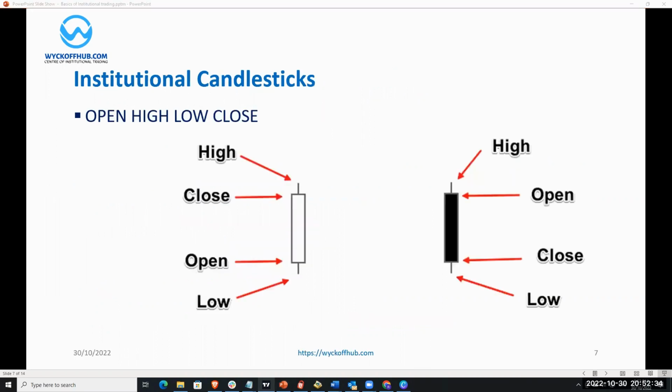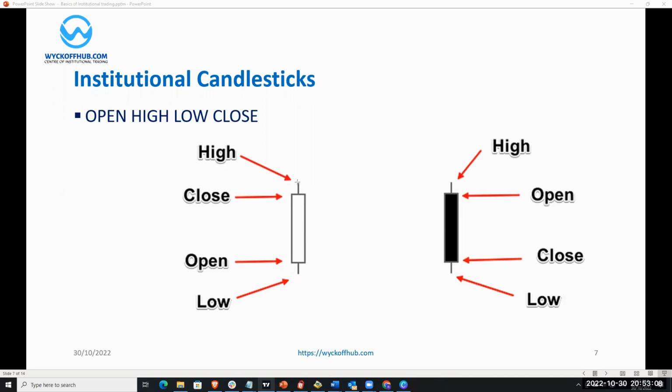A candle is constructed of four data points: open, high, low, and close. When the opening price is below the closing price, or when the closing price is above the opening price, that means this candle is a bullish candle or a green candle. When the closing price is below the opening price, that means the candle is bearish, and that could be a red candle or whatever color you like to choose.